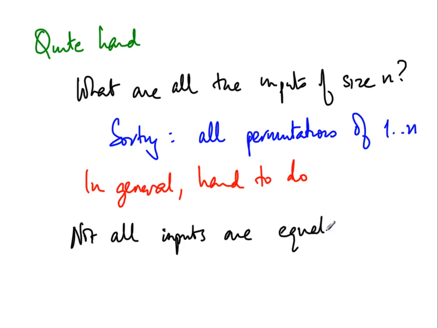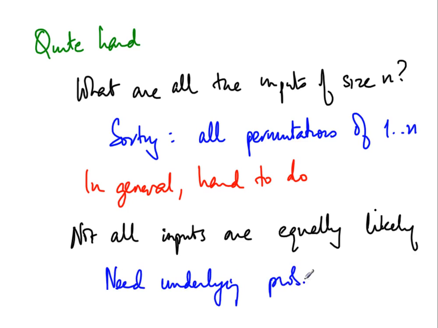The other thing that is more subtle is that not all inputs are equally likely. In some sense, you can do an analysis of this kind if you assume that every possible input of size n occurs with the same probability. But in general, this is not the case. So you need some kind of underlying probability distribution, and this is hard to come by again. So for these reasons, average case analysis is very rare, and sorting is probably one of the few examples where a reasonable average case analysis has been performed for any complex algorithm.